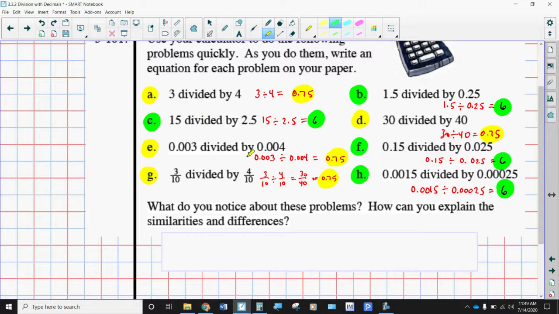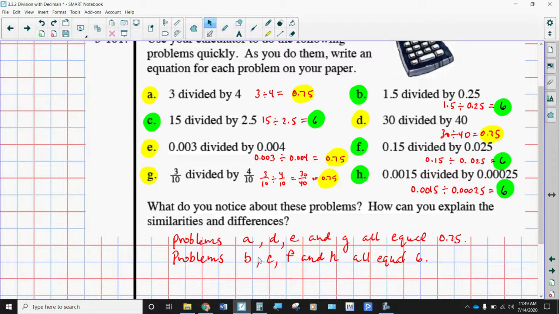So look at what's going on with each one of these problems. Notice how the decimals have just kind of been moved in each one of them, but the numbers themselves are the same. So what we get here is problems A, D, E, and G all are equal to 75 hundredths. They're all variations of the same problem, just with giant ones moving decimals to different locations. And then problems B, C, F, and H are all equal to 6 for the same reason. Okay, so we can manipulate these.